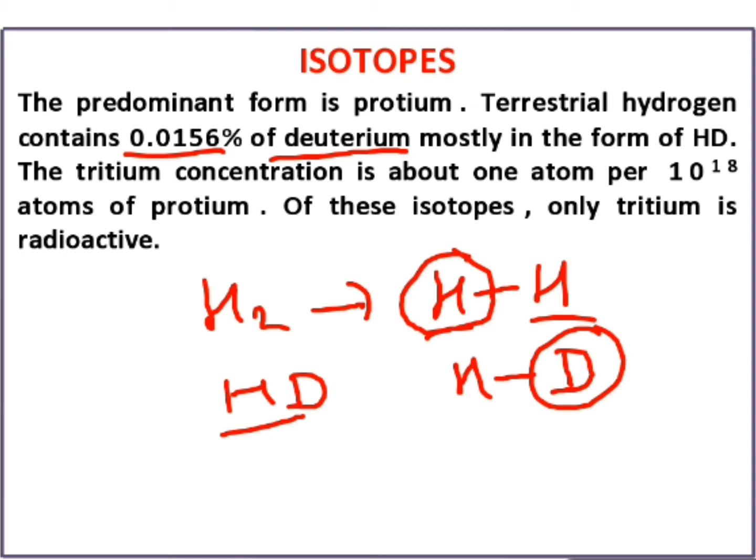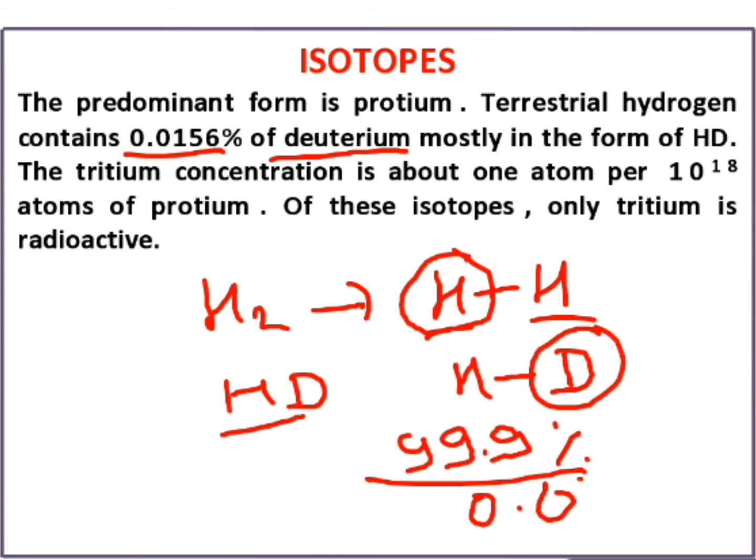That's why among the isotopes, protium and deuterium are important. The concentration of protium is 99%, sometimes actually 99.9%, and only 0.015% is deuterium. So these are the abundances of the isotopes of hydrogen. Remember this: 3 isotopes, protium, deuterium and tritium.